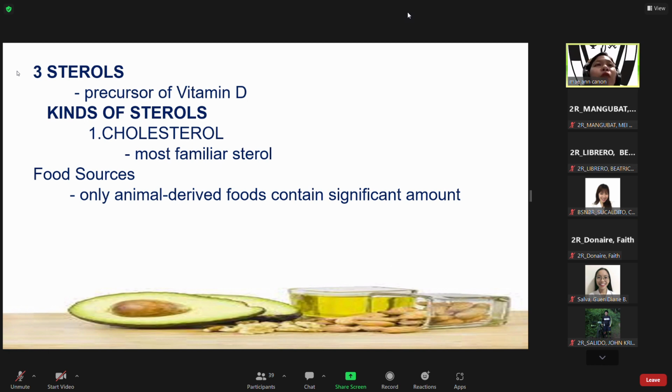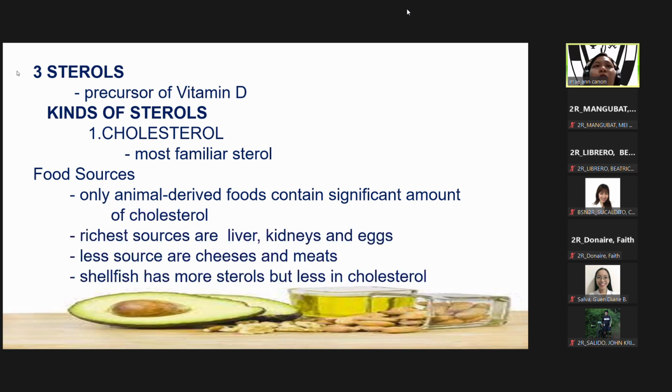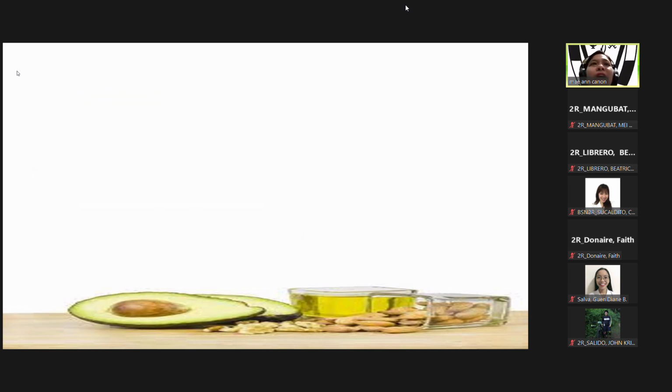So that can help your vitamin D and your sterol. So, the first kind of sterol will be your cholesterol. The most familiar sterol, right, and this is found only in animal-derived foods containing a significant amount of cholesterol. So where is there a lot of cholesterol? Organ meats, okay, class, there is a lot of cholesterol there. Okay, lesser sources are cheese and meat. Shellfish has more sterol but less cholesterol. So what else?